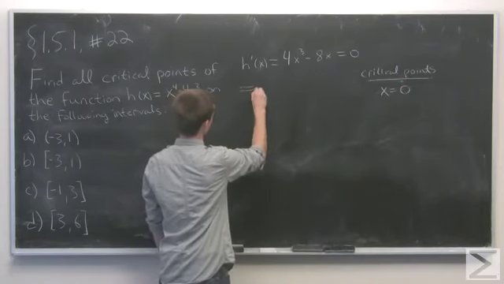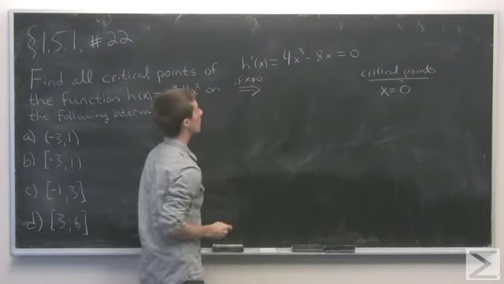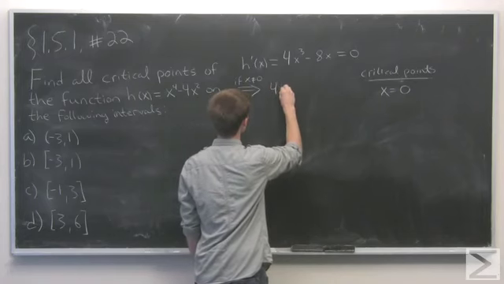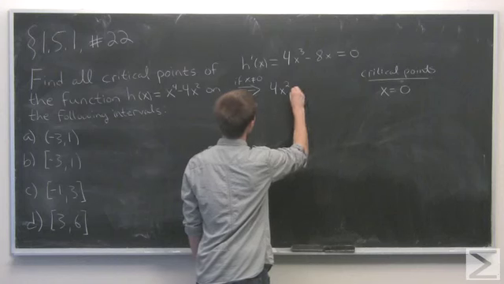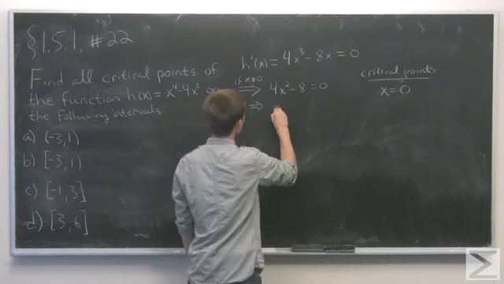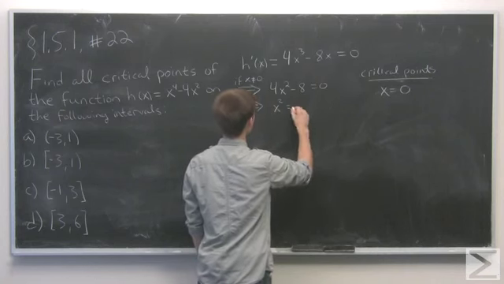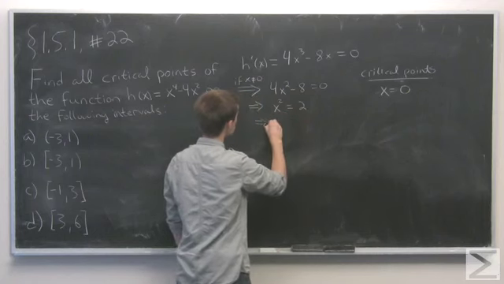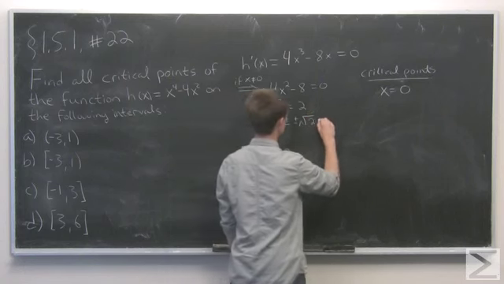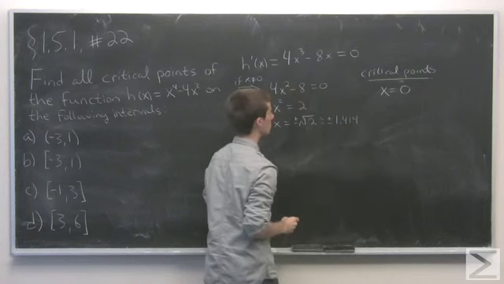But if x is not equal to 0, then we can divide both sides by x, and we see that 4x squared minus 8 equals 0, or x squared is equal to 8 divided by 4, or 2. So x is equal to plus or minus square root 2, which is about plus or minus 1.414.